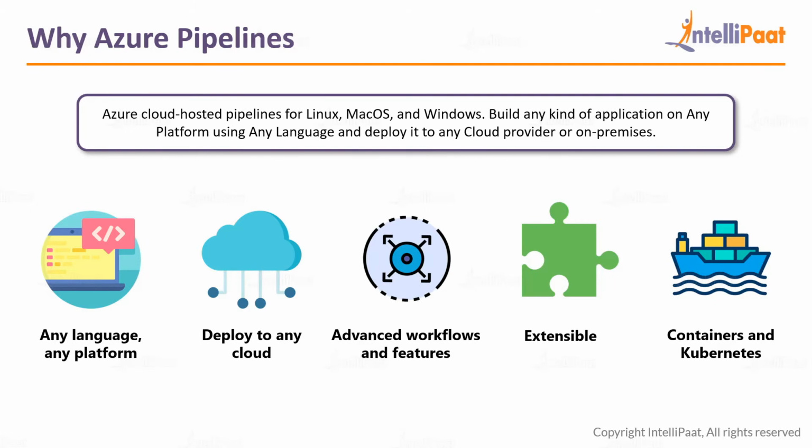So Azure Pipelines provides cloud-based pipelines for all types of operating systems: Linux, Mac OS, and Windows. These are the three most popular operating systems. So build any kind of application on any platform using any language. The thing is, you can create any kind of application. It can be a .NET application, it can be an Angular application, it can be a Python application. So it can be any kind of application. It can be created on any platform. You can use any language to create it, and you can deploy it to any cloud provider, not just Azure.